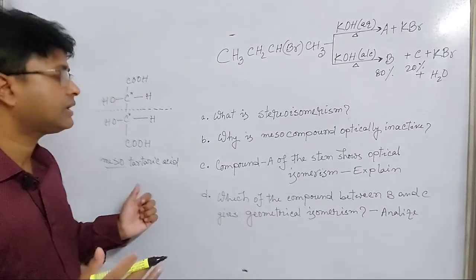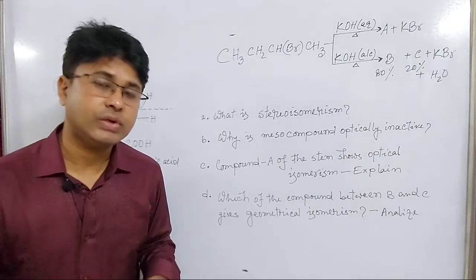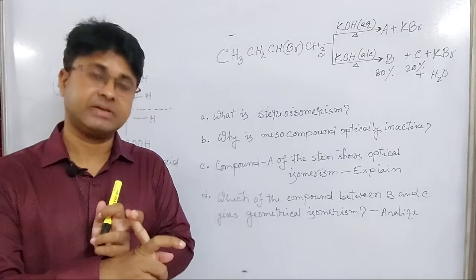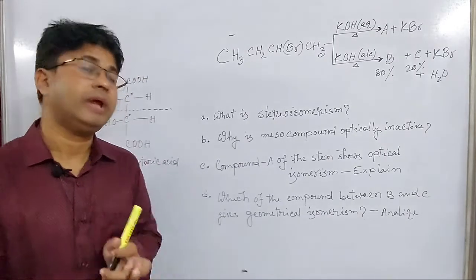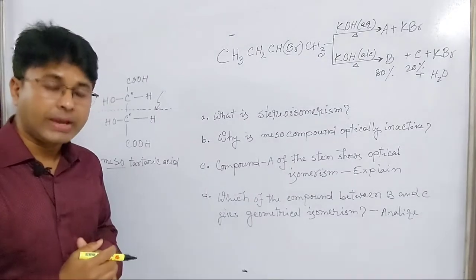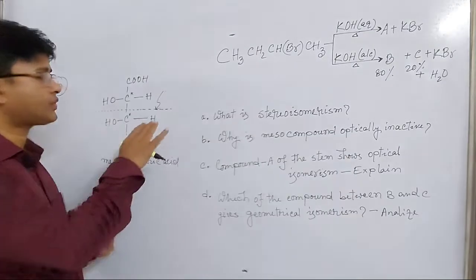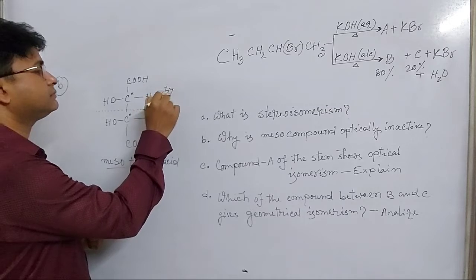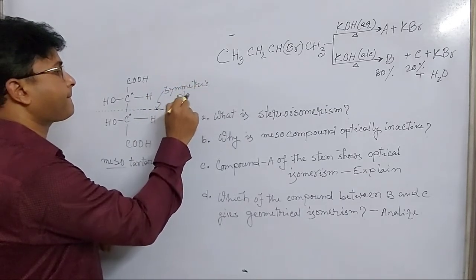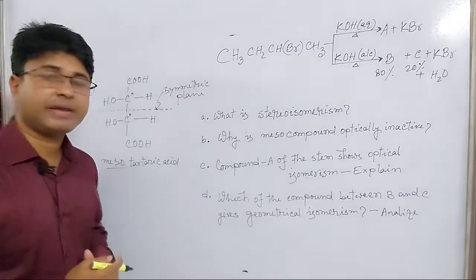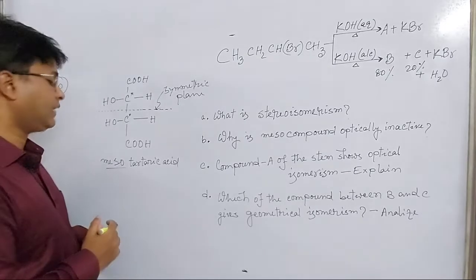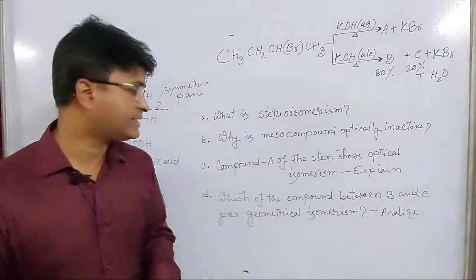That's all, students. Mind it, first you have to write the definition of meso compound, then you have to draw the example like tartaric acid, then you have to show the symmetric plane, and then you have to explain the reason of optical inactivity of tartaric acid. That's all about question number B.